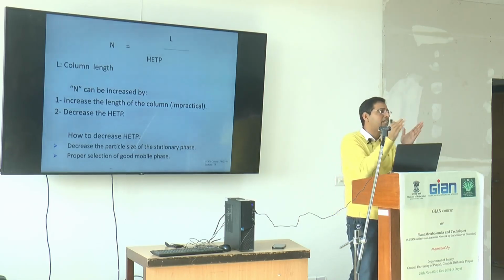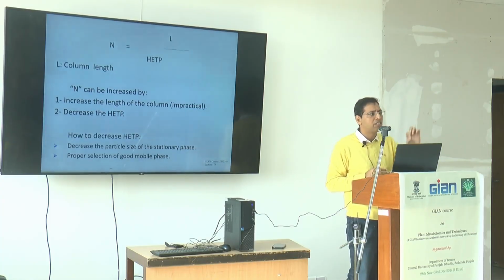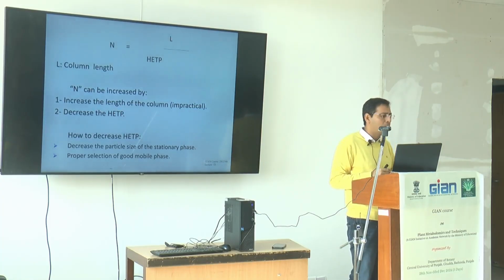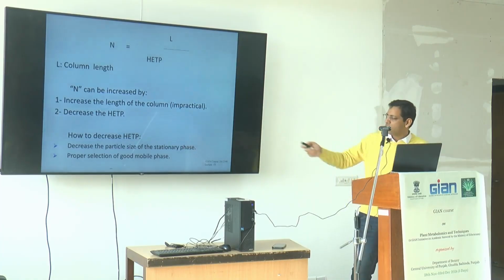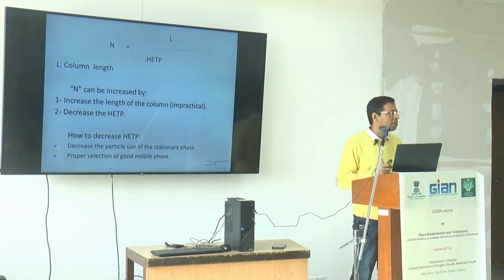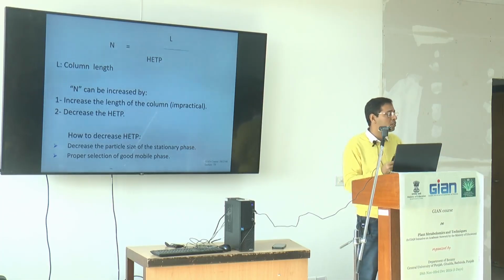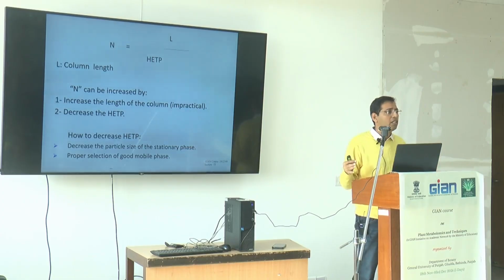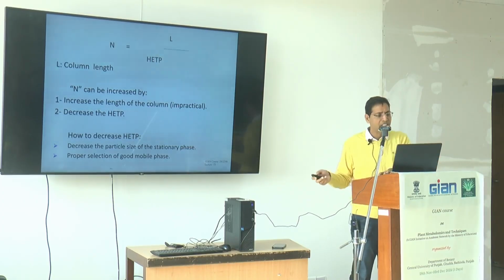But how do we decrease the HETP? How do we decrease the height of the plates in a column? We can reduce the plate height by decreasing the particle size of the stationary phase and by proper selection of a good mobile phase. So you have to take care of these two things. Only after that can you reduce the plate height, and then you will get more plates, more equilibration, and better resolution.